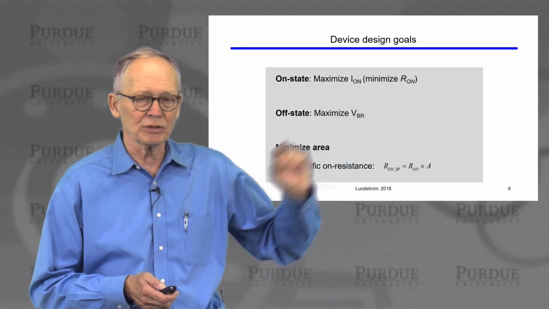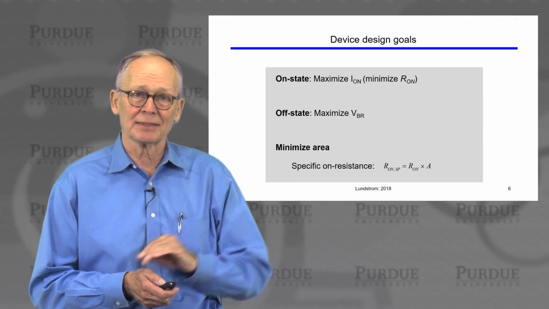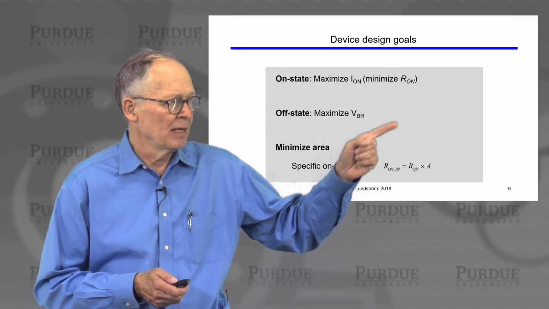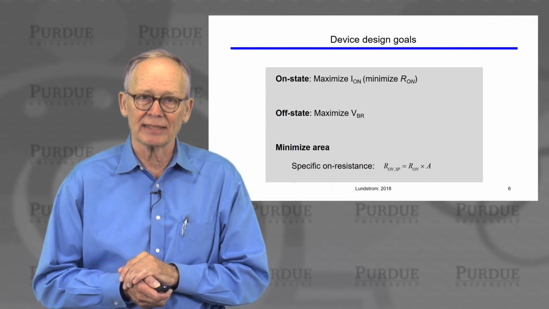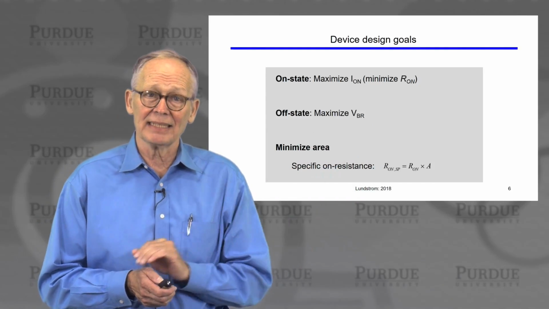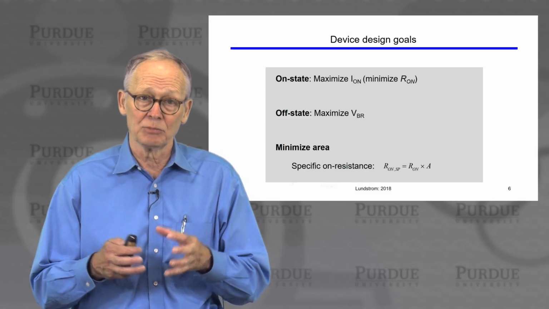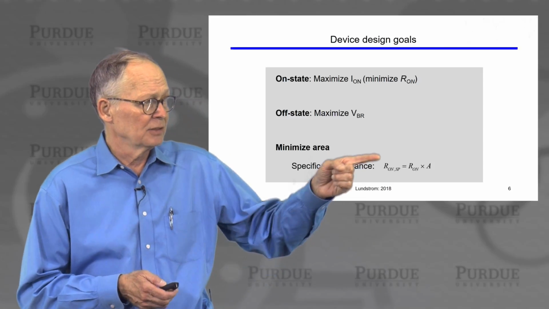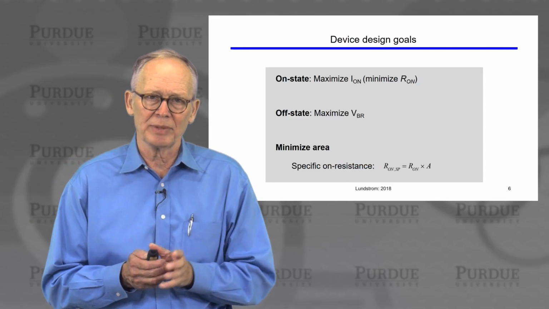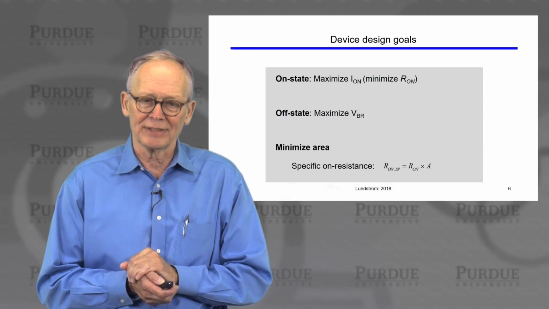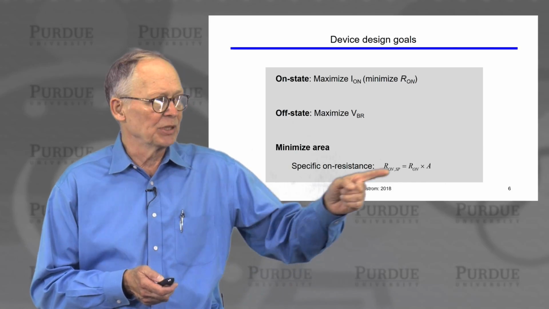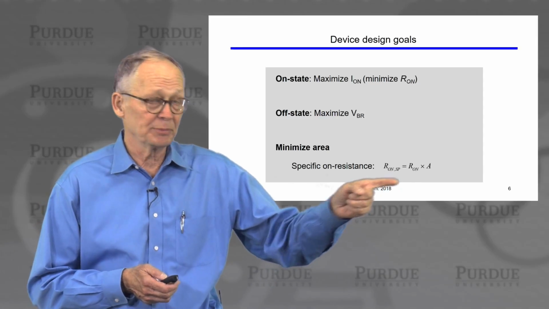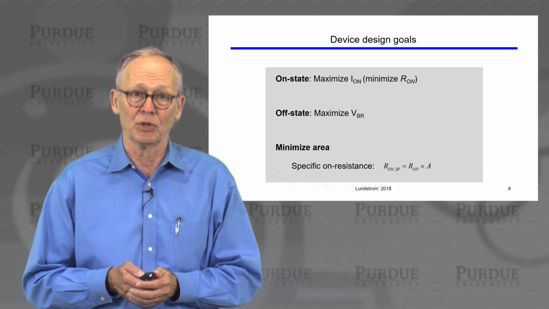So our device design goals are very simple. We'd like to maximize the on current when the switch is closed. That means minimize the on resistance. We would like to maximize the breakdown voltage, and we'd like to minimize the area, because the larger the area, the more the cost of the silicon die or whatever semiconductor we're using. So what's going to be important to us is something we'll call the specific on resistance, which is the product of the resistance times the area. We'd like the resistance to be low, and we'd like the area to be low, both of them.